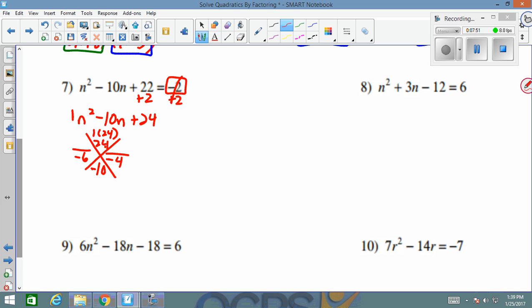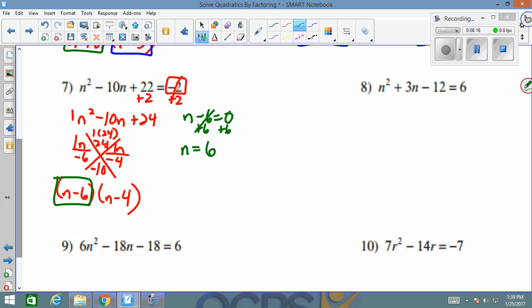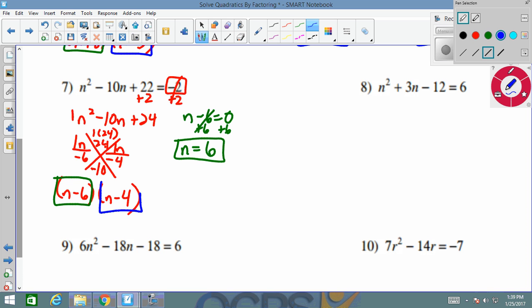Put your fractions. So it's first number, which is 1, and the letter, which is n. 1n. So this is going to be n minus 6 and n minus 4. Then we take each parenthesis, just set equal to 0. Since it's negative 6, we're going to add 6 to both sides. So we get n equals 6. Then we have to do the same thing with the other parenthesis. So it's n minus 4 equals 0. Since it's negative, we're going to put plus 4 and plus 4. So we get n equals 4.